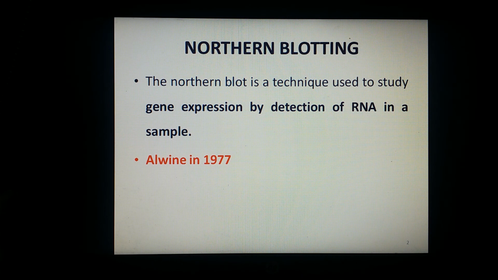Northern blotting was first developed by Alwine in 1977. You can pronounce it as Alwine or Alvine, both are correct.